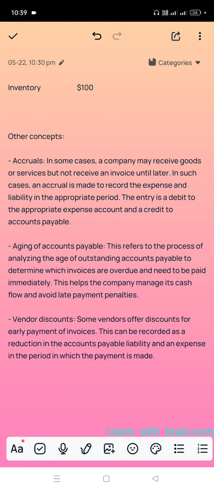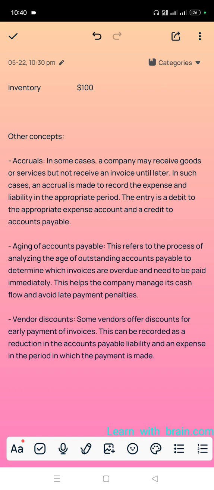Next, other concepts related to accounts payable. Accruals. In some cases, a company may receive goods or services but not receive an invoice until later. In such cases, an accrual is made to recognize the expense and liability in the appropriate period. The entry is a debit to the appropriate expense account and a credit to accounts payable account. These concepts are all discussed in accrual concepts.